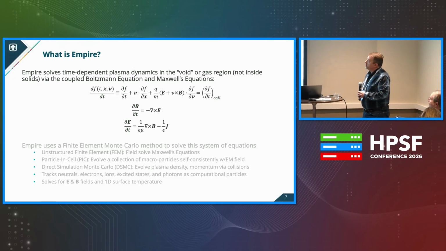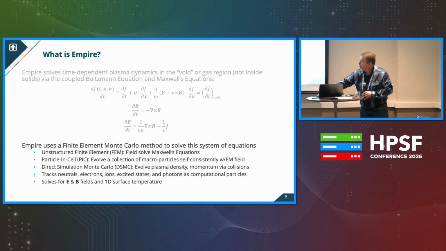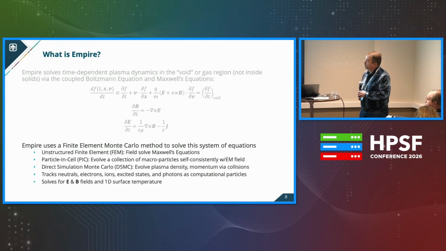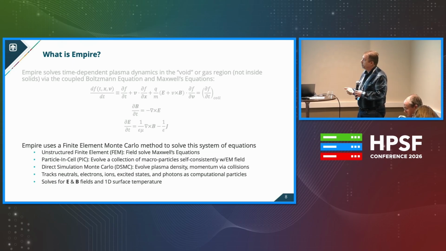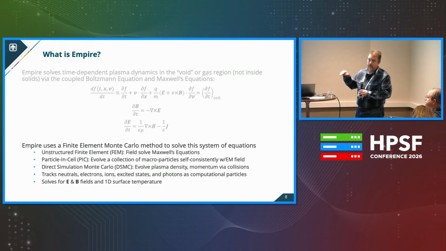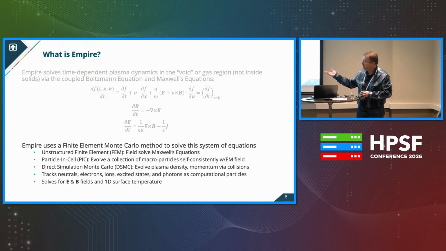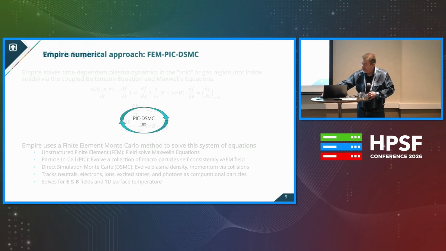So what we do is we solve the coupled Boltzmann equation with Maxwell's equations at a high level. The way we do this, for Maxwell's equations, we do unstructured finite elements, and we're doing just a fully coupled field solve of Maxwell's equations. We couple that to particle-in-cell for the Boltzmann equation, so we're evolving a collection of macroparticles self-consistently with the electric field. And then for collisions between particles, we do direct simulation Monte Carlo. So we track neutrals, electrons, ions, excited states, photons. And then we have this fully coupled solve.